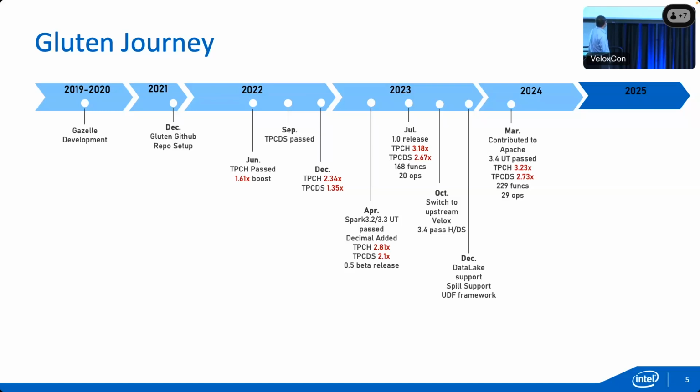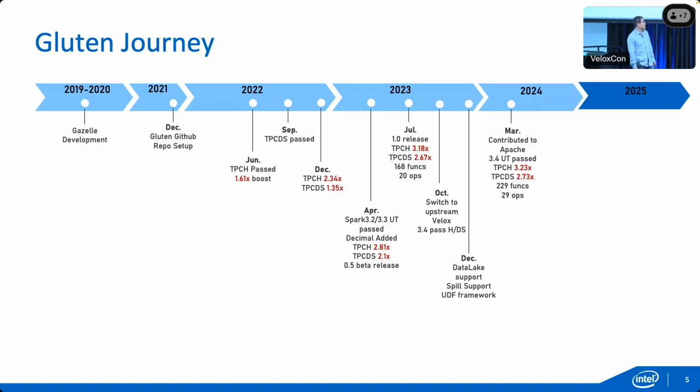And in October, we switched to the upstream Velox. Initially, when we wanted to get the performance numbers as big as possible, we added lots of patches to Velox, but they were not merged into upstream Velox. They were located in our internal Velox. Later, our internal Velox became more and more complex, and the difference from upstream Velox became too large. Initially each rebase took one week, and later it took several weeks.